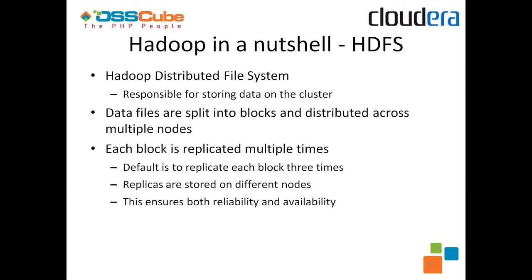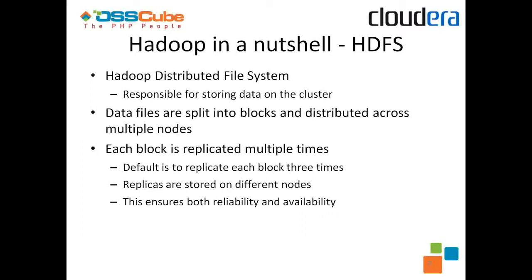So HDFS, like I said, two components. HDFS is the distributed file system, and it is responsible for storing the data across the cluster. What it does, when you load your data onto the cluster, is split it into blocks. So if you have a gigabyte of data, it splits that gigabyte up and then distributes those different blocks across your network.